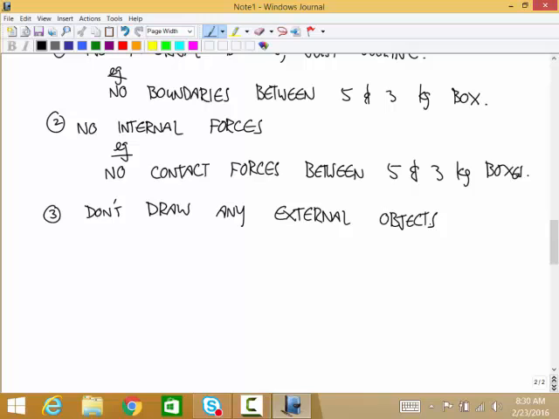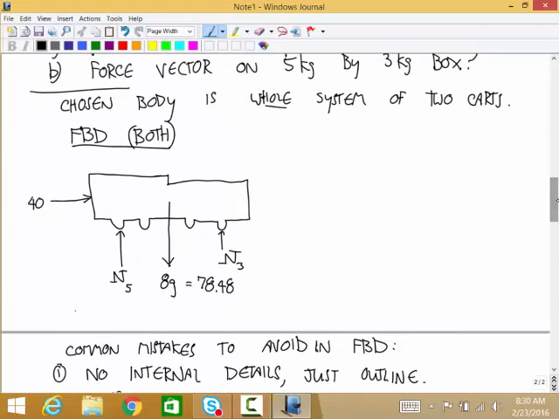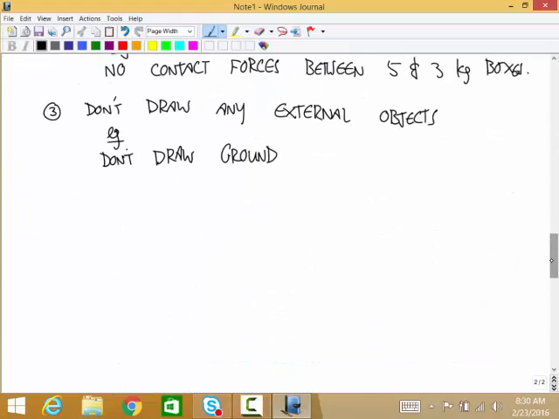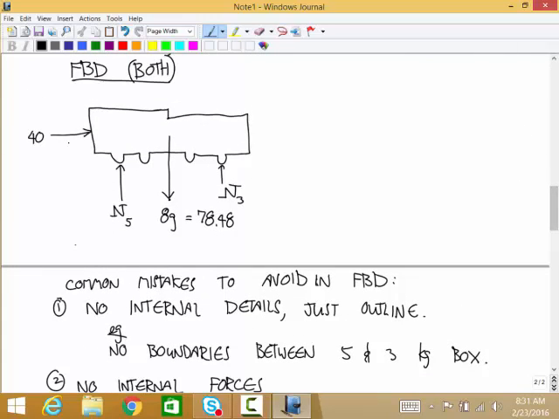Again, we're not trying to make a picture. We're just trying to be real clear about that boundary. So, for example, don't draw the ground. Okay, so now we're going to use this to calculate in Newton's second law. So Newton's second law says, add up these forces.